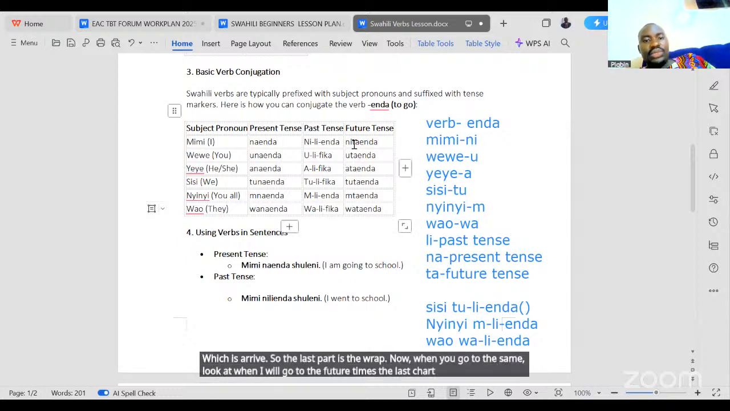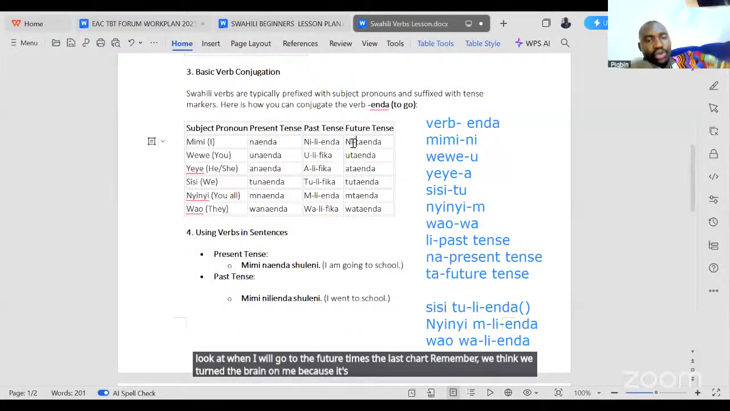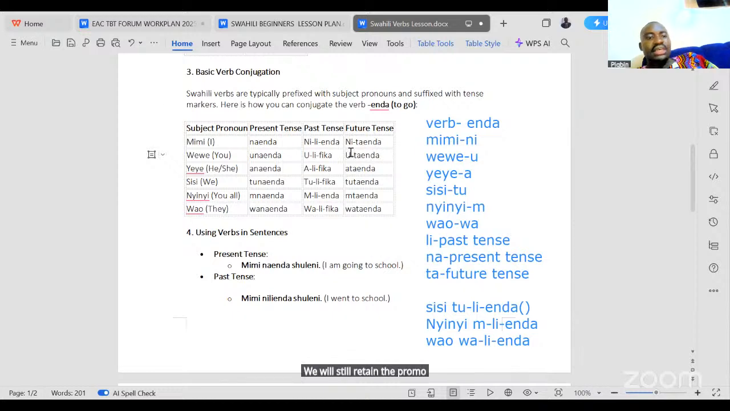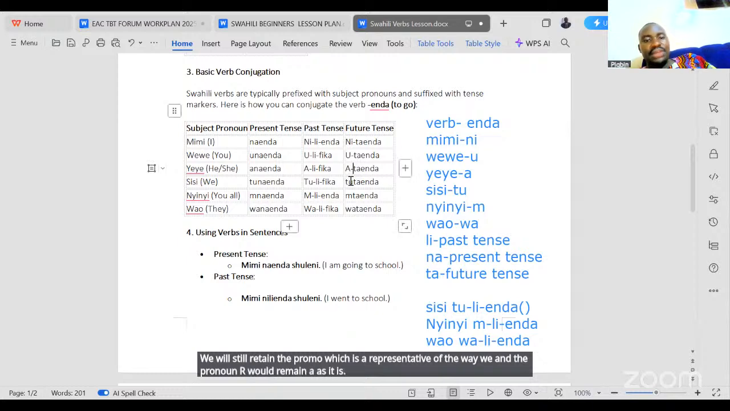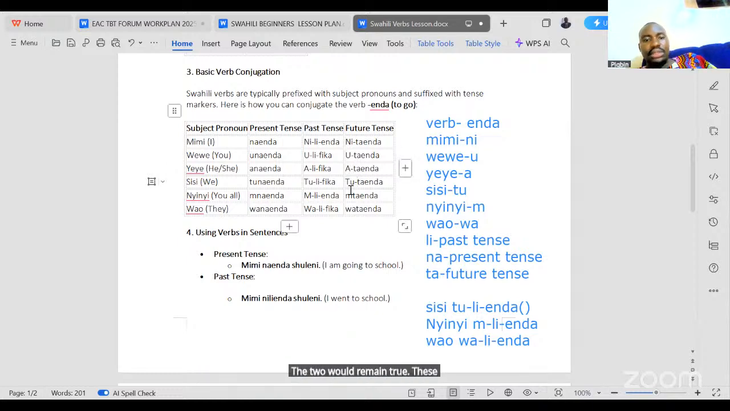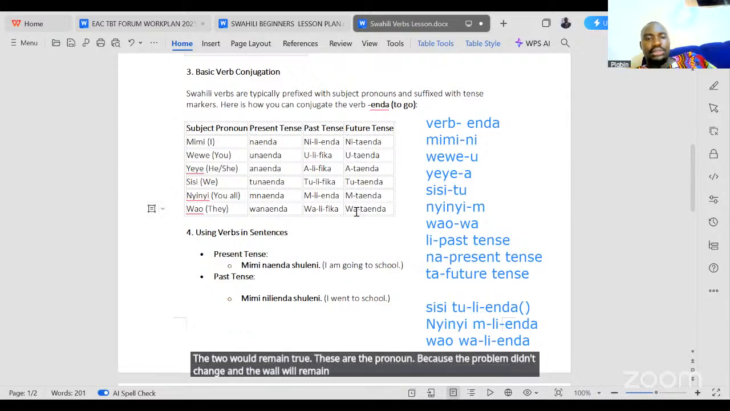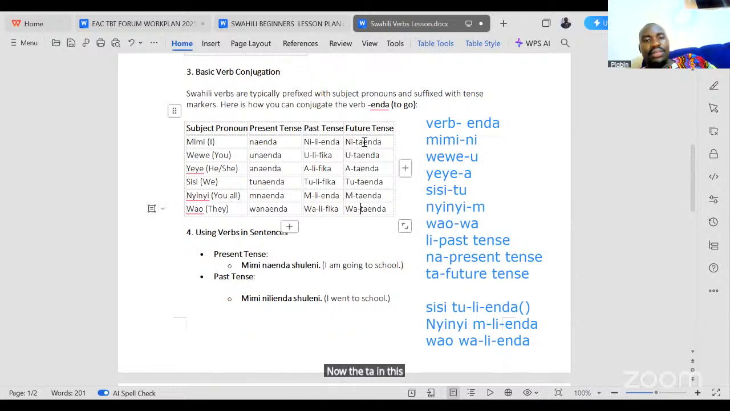You remember, we still retain the pronoun ni, because it's a representative of the me. We will still retain the pronoun u, which is a representative of the wewe, and the pronoun a will remain a as it is. The tu will remain tu, the mu will remain mu, because the pronouns don't change, and the wa will remain wa. Those are the pronouns. Now the ta in this sentence is the tense for future.